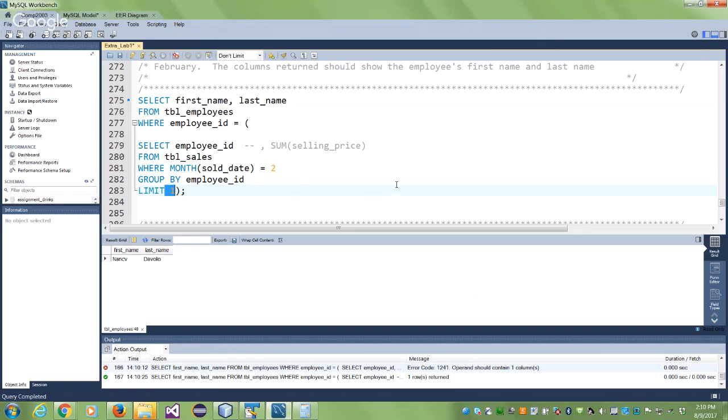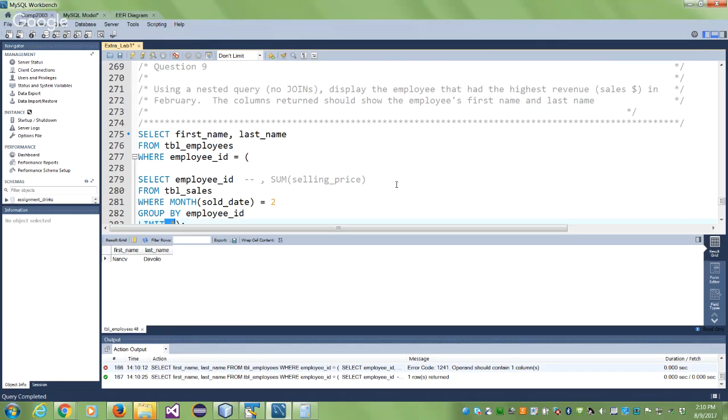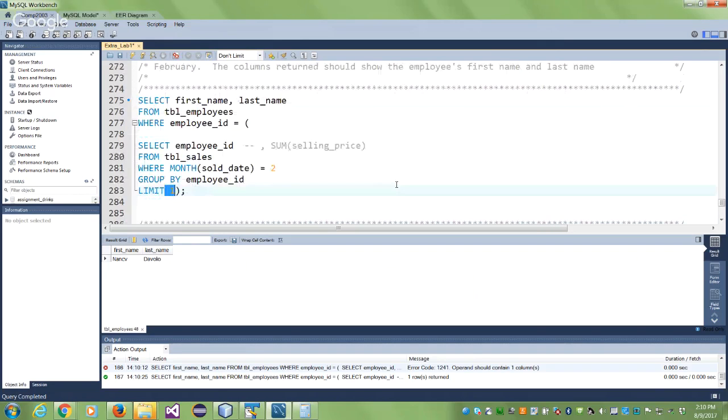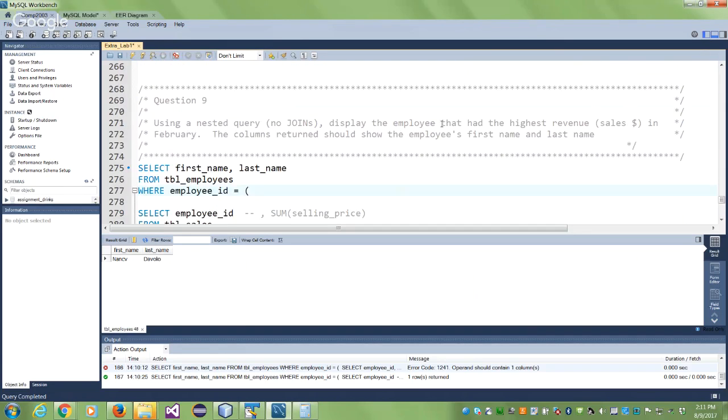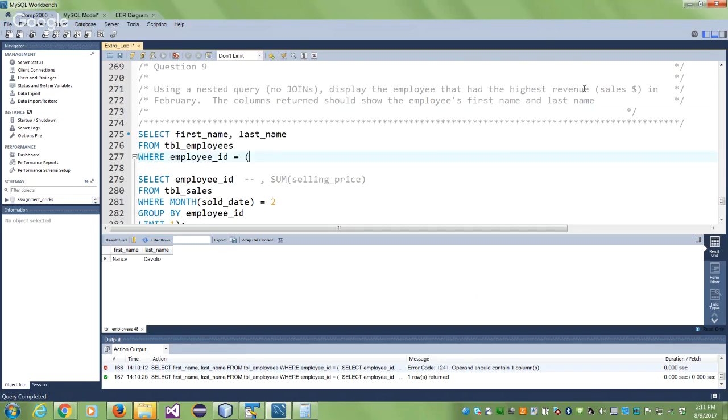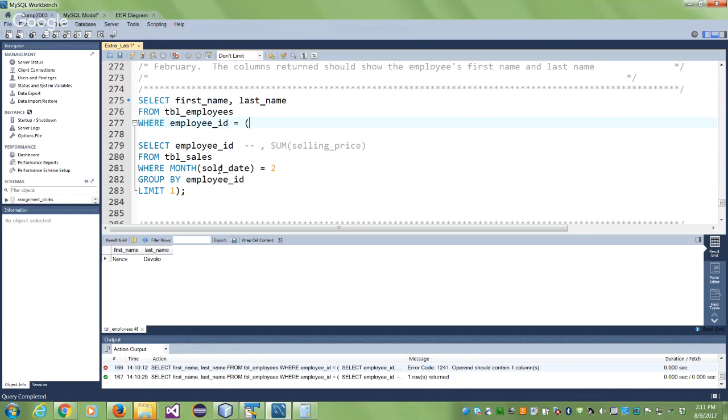This is only saying first name and last name, but you have to show the revenue also, I think. No, it doesn't show the revenue, it should show the first name and the last name. Give me a minute. Let me think. This is not the highest revenue, right? This is the highest revenue. Yeah, it is the highest revenue. But how do we sum it up? Because it doesn't allow us to do that. How do we sum it up?